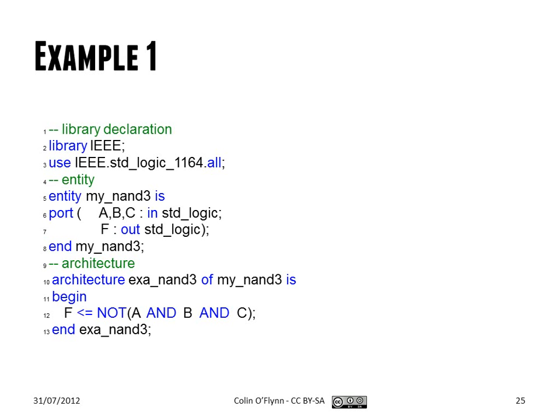So we have an entity. Again, we're saying A, B, C, F. So three inputs, one output. And then you have the architecture. So the architecture is F equals, and you assign it to NOT, and we use parentheses then to split off NOT everything inside that, A and B and C. So that's just the three-input NAND gate.